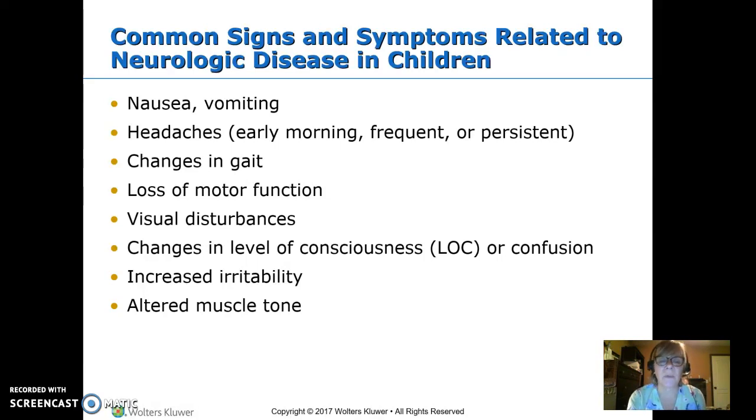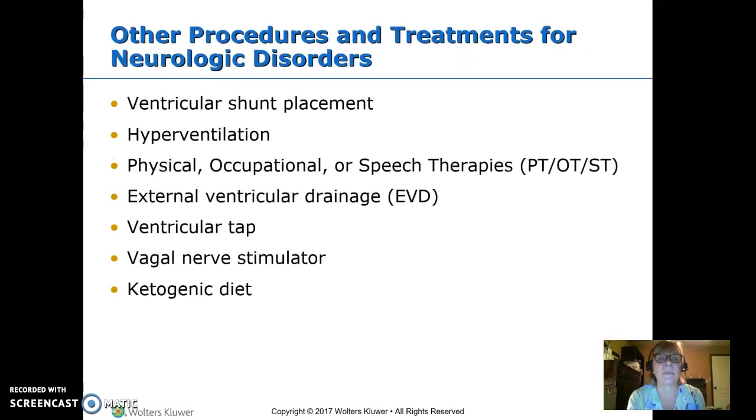So increased irritability. On infants, you'll hear the mother say, I can't console them. Everything, the rocking, the bouncing, whatever they usually like isn't working. They're unconsolable. That increased irritability. And then alteration in muscle tone. So those are all signs and symptoms.